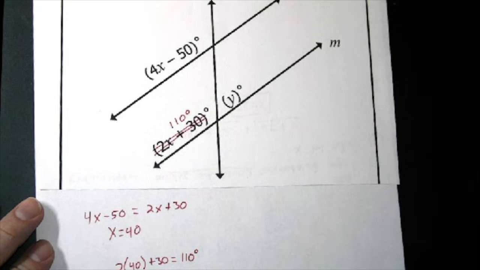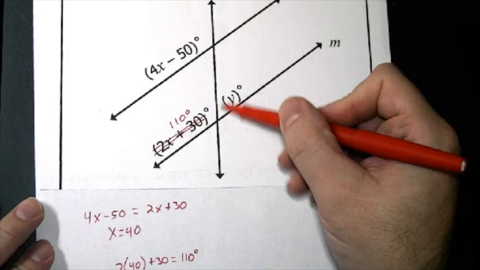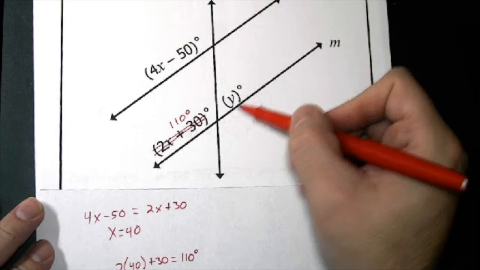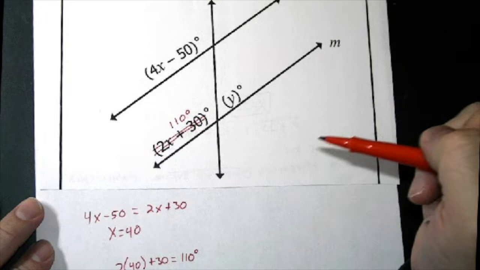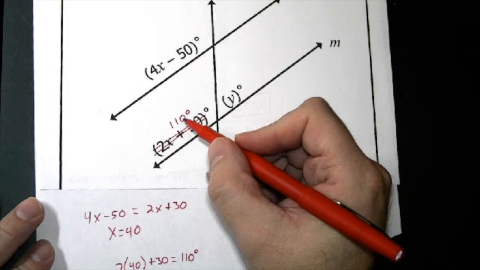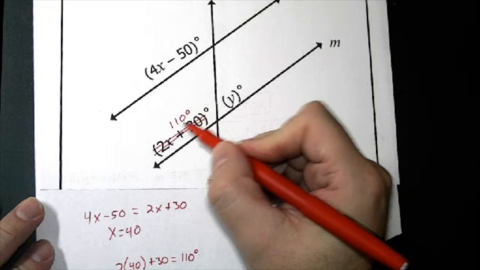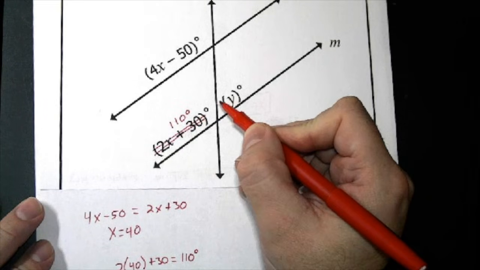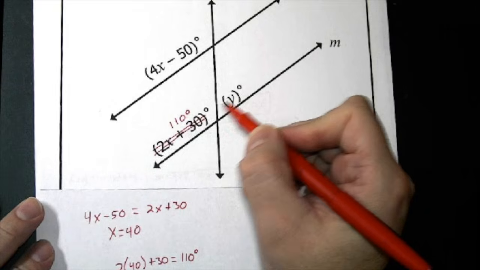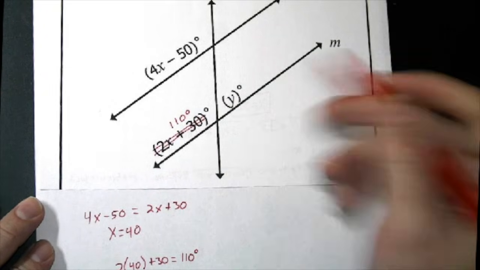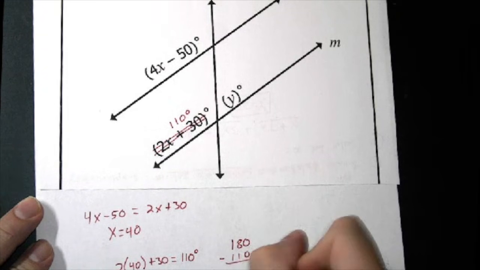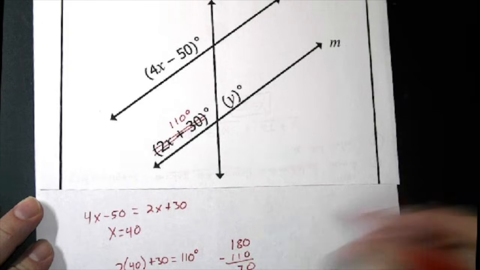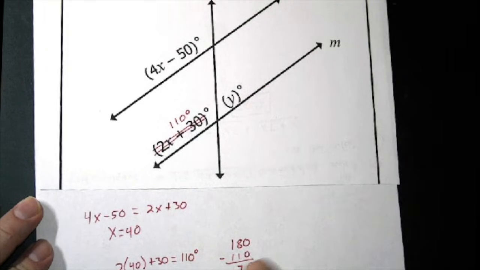And you need to ask yourself if that makes sense. This is an obtuse angle, so it should be more than 90 degrees, and 110 is more than 90 degrees, so it looks like we're on the right track. So now all I have to do is, I know that this angle that I just solved for and the angle here represented by y are supplementary, so both of those angles have to add up to 180 degrees. So I'm just going to take 180 and subtract 110, and I'm going to get 70 degrees. So y is equal to 70 degrees.